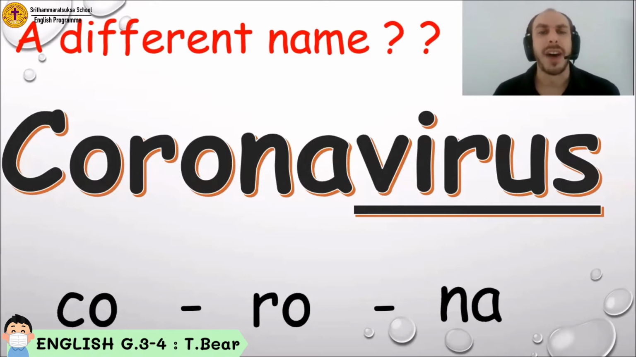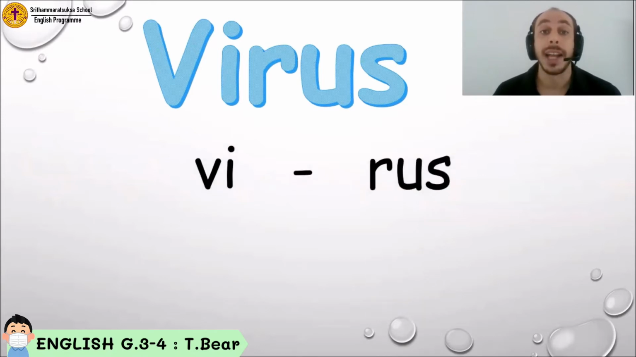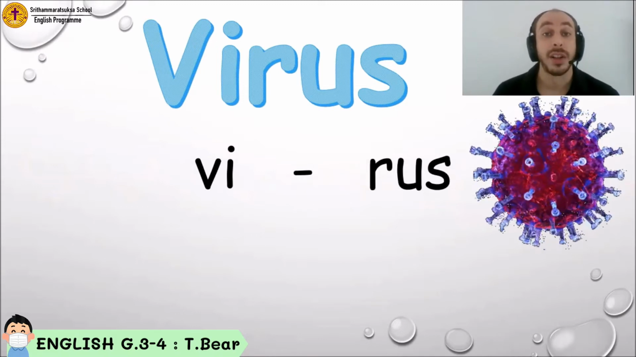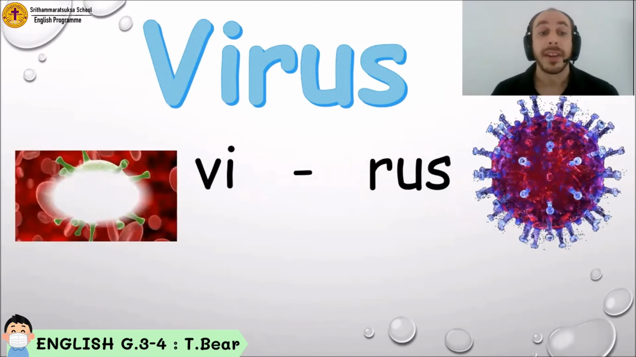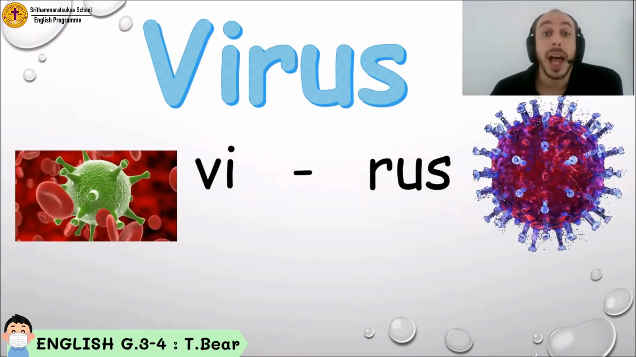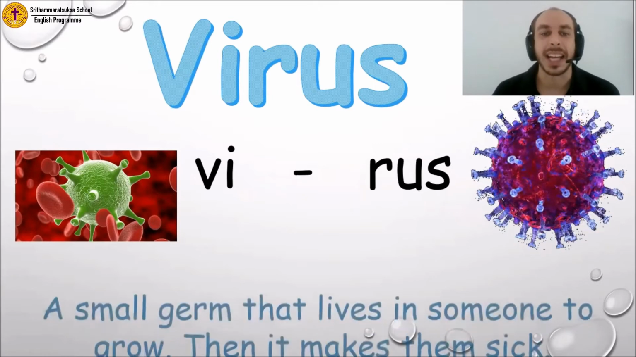But what is a virus? Let's look at that word, virus. Let's start by saying it together. Virus. Okay? What is a virus? This is what a virus looks like. The COVID virus looks like this. But they're very small, so small that they live in blood. Okay? You can't see them with your eyes. So what is it exactly?